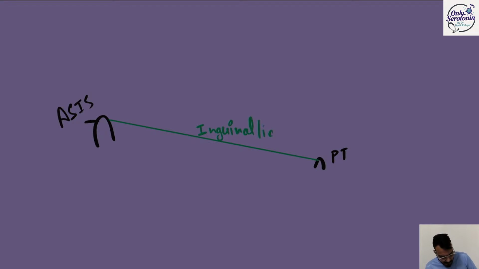So this is here. It is my what? It is my ASIS. From ASIS till pubic tubercle, I am having one ligament. Can you name this ligament, guys? From ASIS till pubic tubercle, I am having this ligament, and this ligament is known as what, guys? This ligament is known as inguinal ligament.